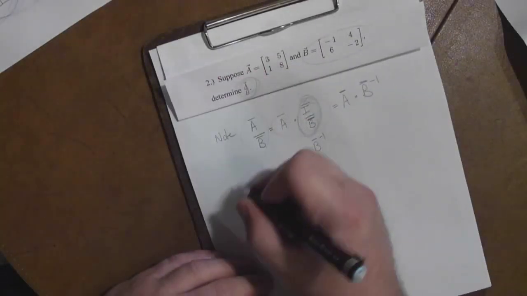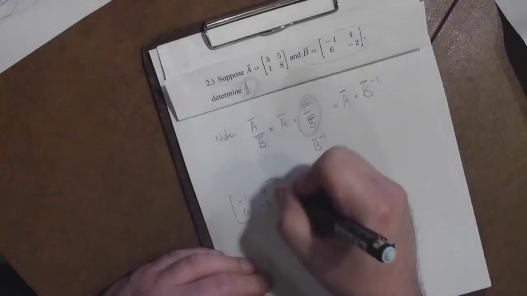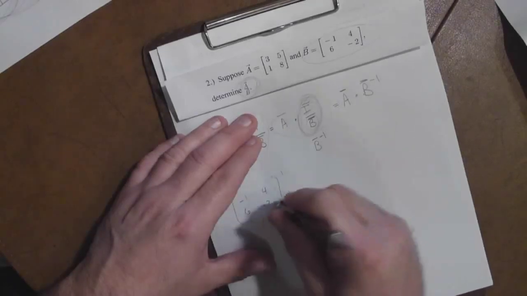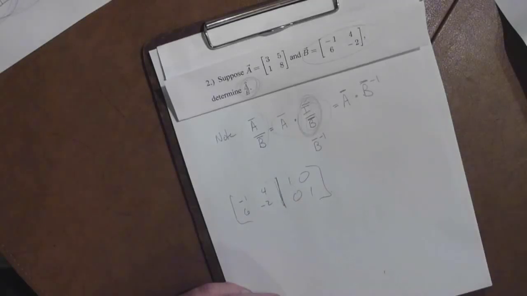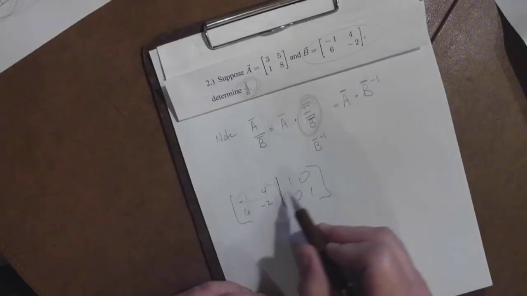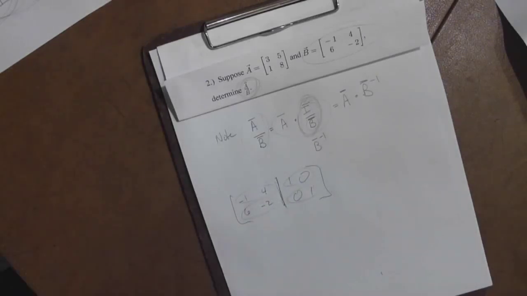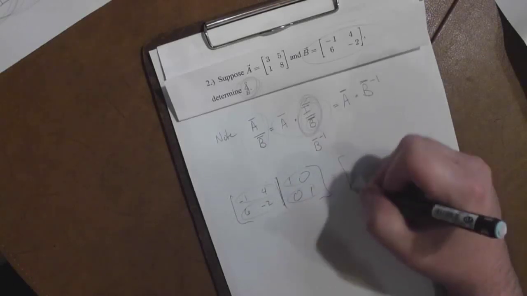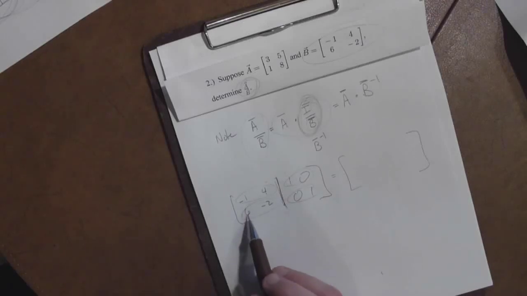Here's B: negative 1, 6, 4, negative 2. We get this matrix here. And actually, we want to work with its augmented form, 1, 0, 0, 1, where we want to convert this into the statement 1, 0, and this into the statement 0, 1, in that process of matrix division. And we've done this before. We might consider making this into zero first, and consider making this zero first.